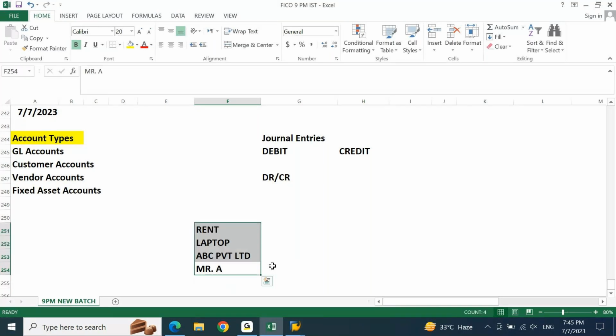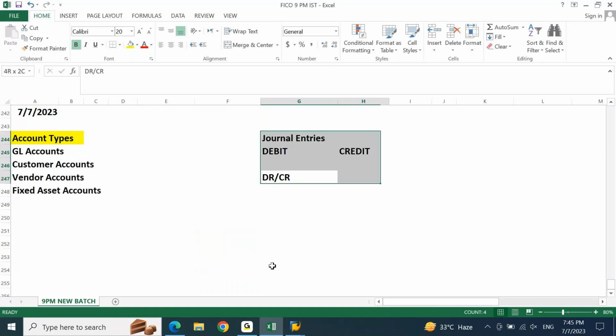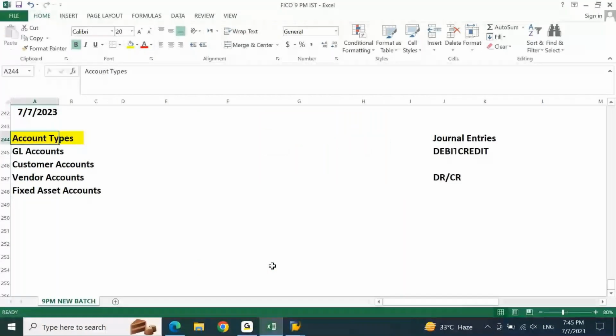Now, let me write something here. In general, if you talk about what exactly the GL account, the customer account, the vendor account, and the fixed asset account are, the first thing you need to understand is you should always go by the elimination process. Wherever you have more number of entries, don't touch that first. Wherever you have fewer entries or wherever it is simply identified, go by that first, so that whatever is left over is easy to understand.